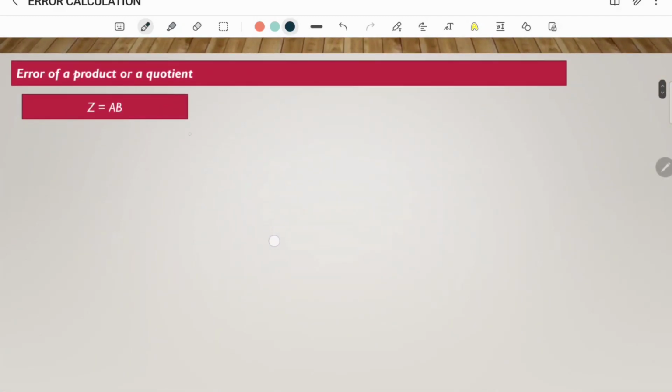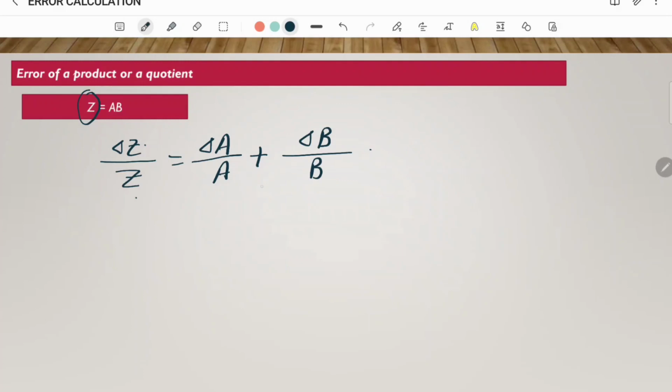In case of error of a product, it is a little bit different. So if we are to calculate the error in the product z, we can write it as: the error in measuring z, delta z over z, is the sum of the errors in measuring a and b, and it is written as this. Same in the case of a division.